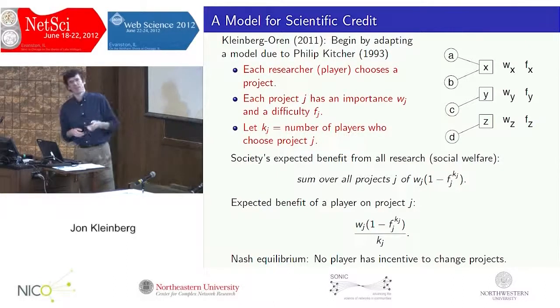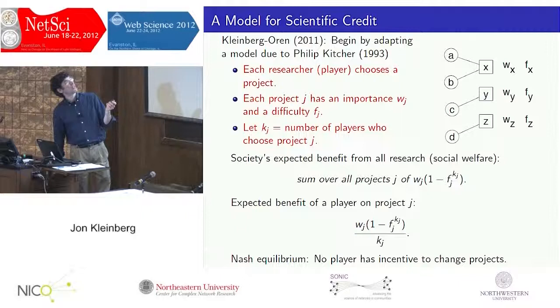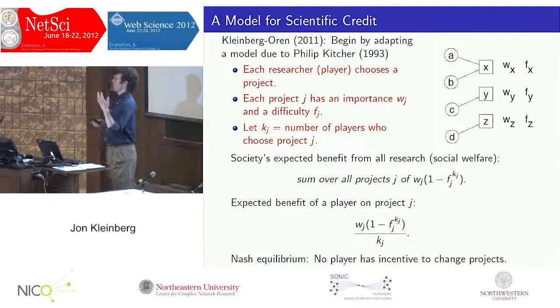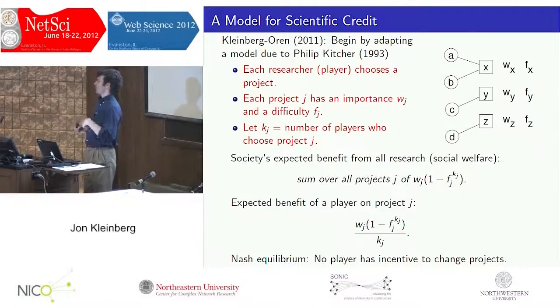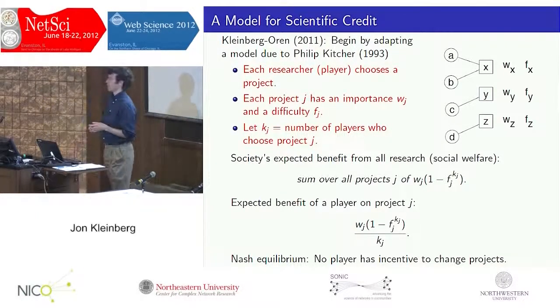If two people succeed, well, the one who accidentally did it first is going to get the credit, right? So you don't necessarily get the credit if you succeed because you might not have succeeded first. Okay, so projects have two parameters. One is a weight: x has weight w_x, which means that's the importance. Higher weight, more important. It also has a difficulty, right? So f_x, think of it as the failure probability. f_x is the probability that if you try this, you will fail. So a large number means a high chance of failure. Okay. And I need one more piece of notation, which is for project j, k_j is the number of people who choose that project to work on.